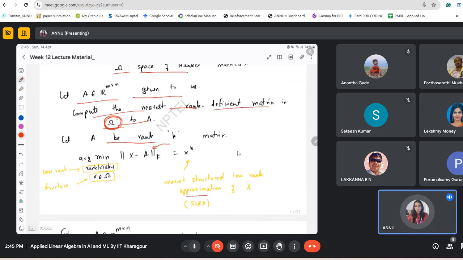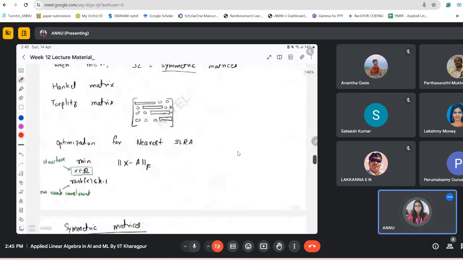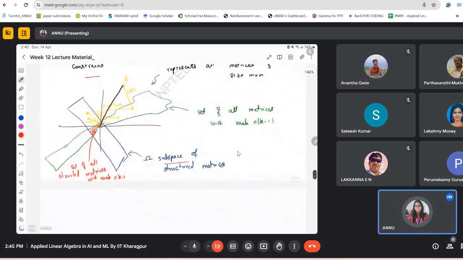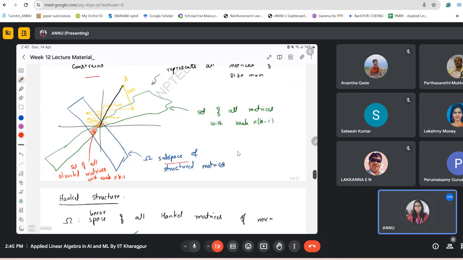Now let us see the Hankel structure. So if omega is the linear space of all the Hankel matrices of size M cross N, the solution, if you want to see it particularly, we have to see with an example. But how to do this, sir has told. But I think from this, there will not be a question to solve it.